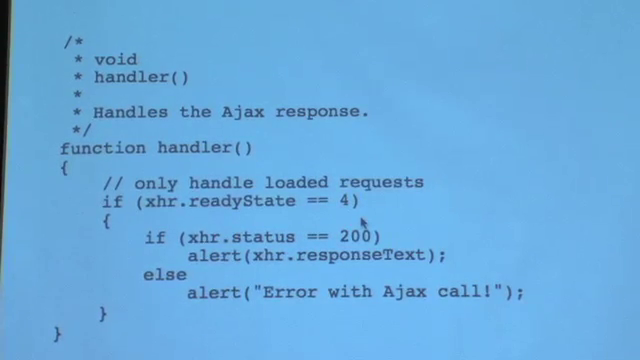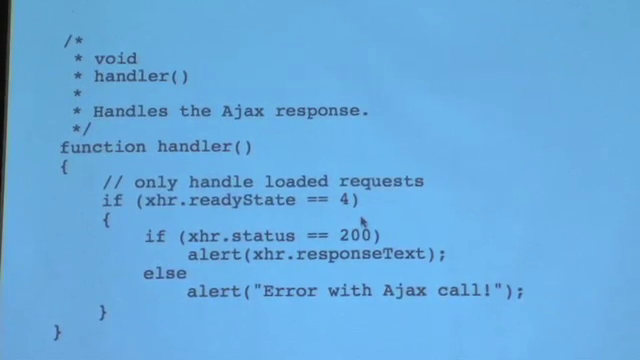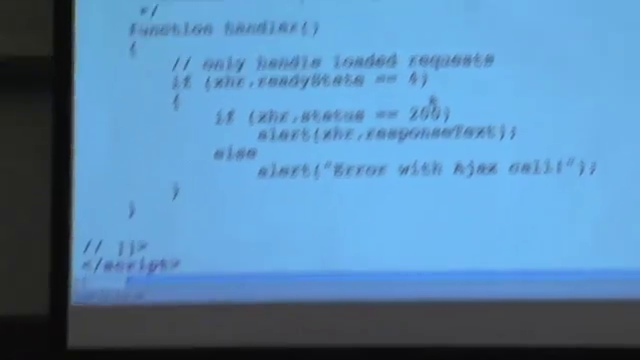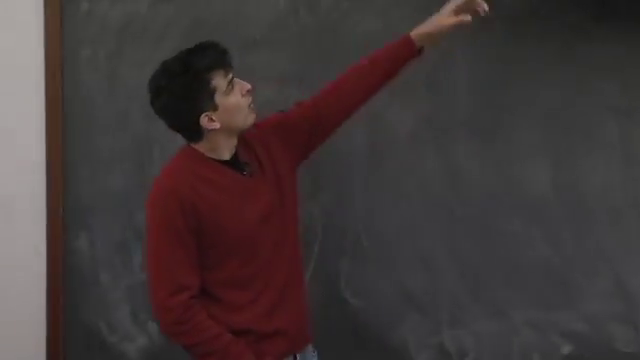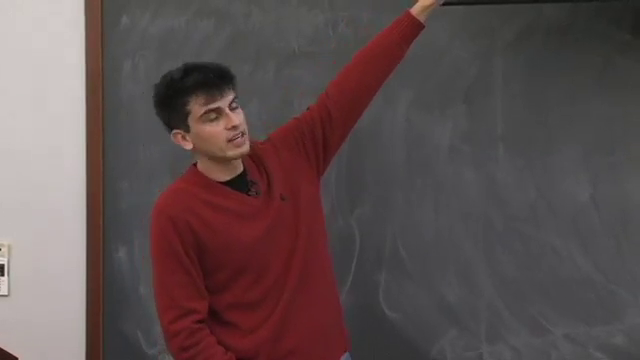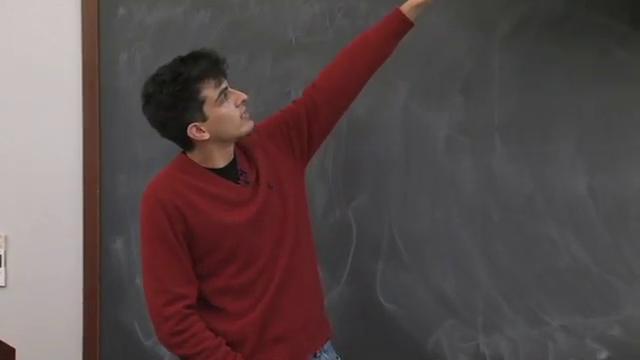And if I had some other problem, like quote1 doesn't exist, or maybe quote1 had the incorrect permissions, I would probably get some other error. I would get a status other than 200, and I would get this error with Ajax call.